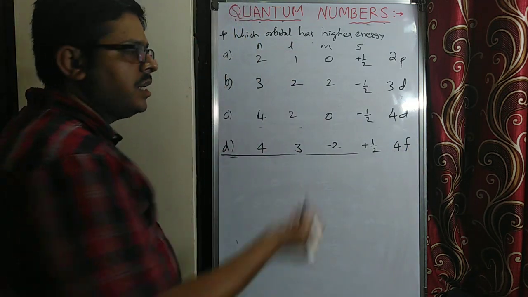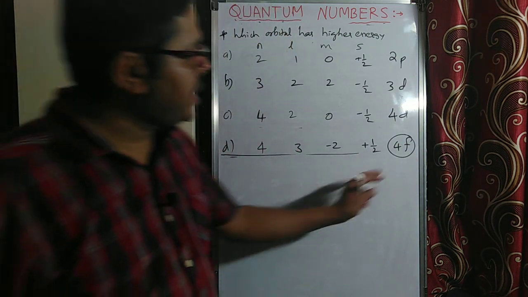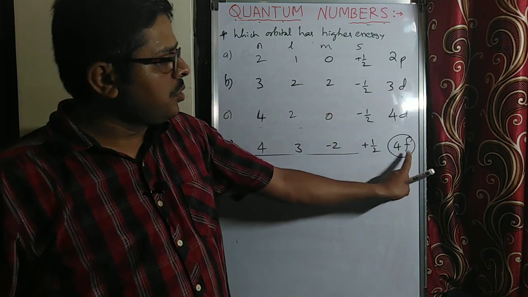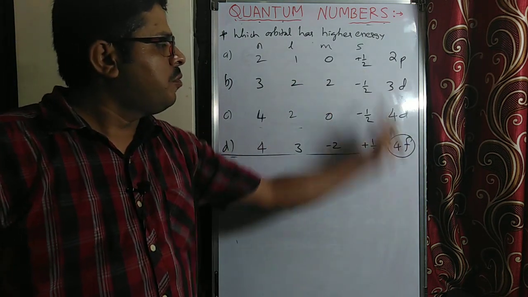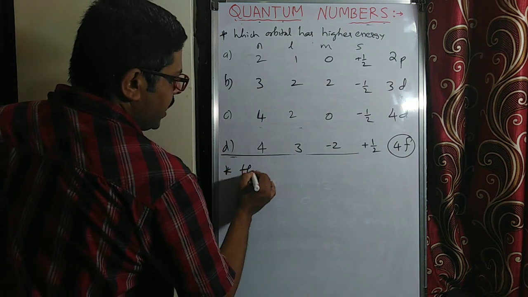Which is having higher energy? You can easily tell. 4f is having higher energy, correct? Because according to Bohr principle, if you go on writing the diagram, you are going to see 4f at the end. So 4f is having higher energy. Such questions they can ask. Then another type of question they can ask.